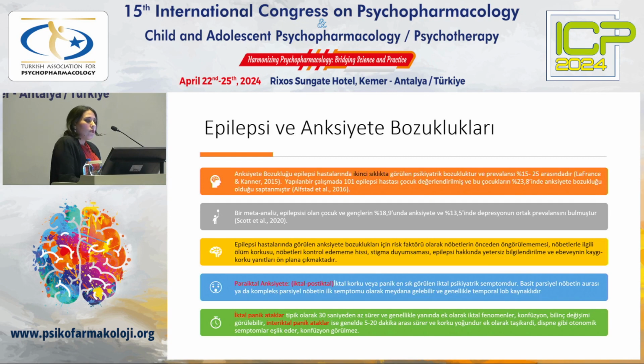Anxiety is one of the psychiatric disorders at the second rank, and its prevalence is around 15 to 25%. There are many risk factors for the epilepsy patients, like not predicting the seizures, fear of that, not controlling the seizures, stigmatization, and lack of information regarding epilepsy. Anxiety presentation in epilepsy is seen as an ictal psychiatric symptom.